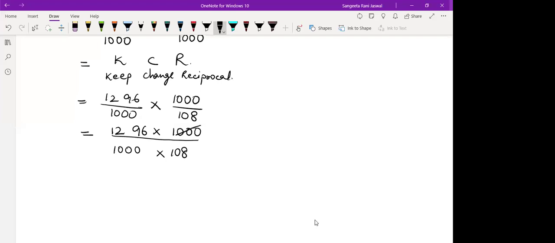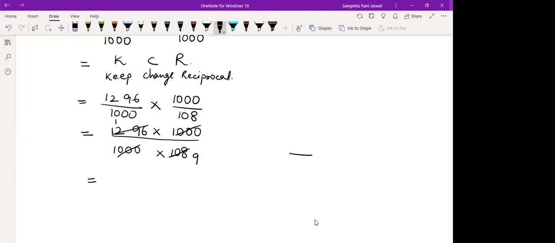1000 and 1000 can be cancelled. Yes, same number with same number. Yes, Adya? Yes, ma'am. Okay, now 108 and I can see this number can also go in the table of 12. Both numbers will go in the table of 12. So 12 nines is 108. 12 ones is 12.